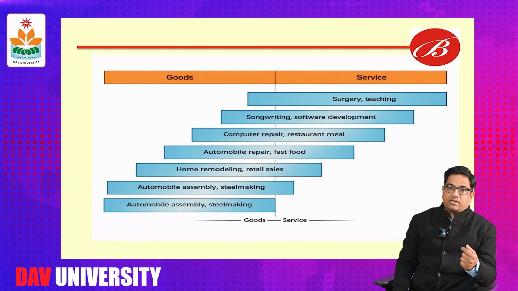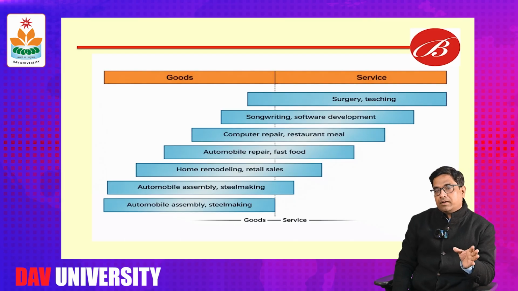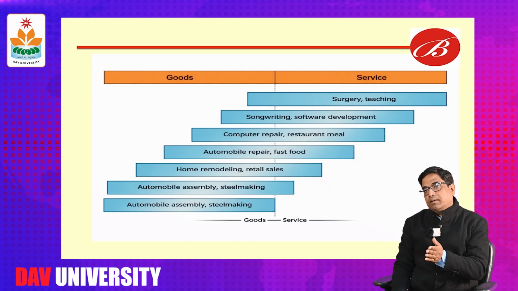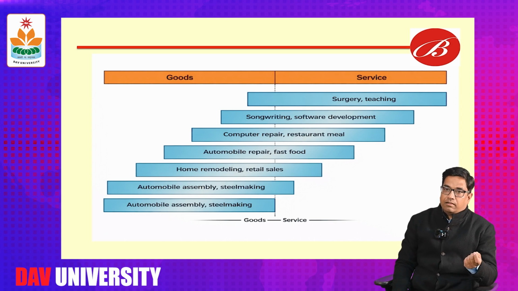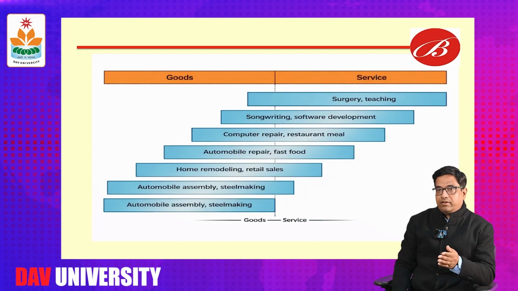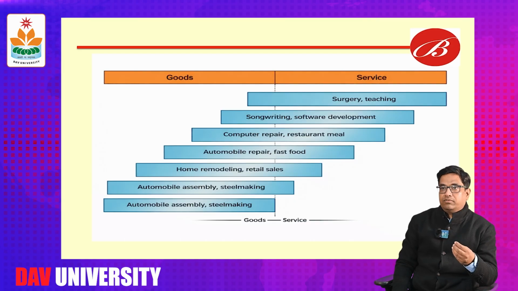Then there are other sectors also. Automobile assembly is primarily towards having a product, and when you are talking about computer repairing and a restaurant meal, it is partially towards goods and partially towards service. Whenever we are talking about surgery or teaching, it is majorly towards service and partially towards goods. So we can differentiate what kind of service or product a company is going to provide. So that's all for this lecture.